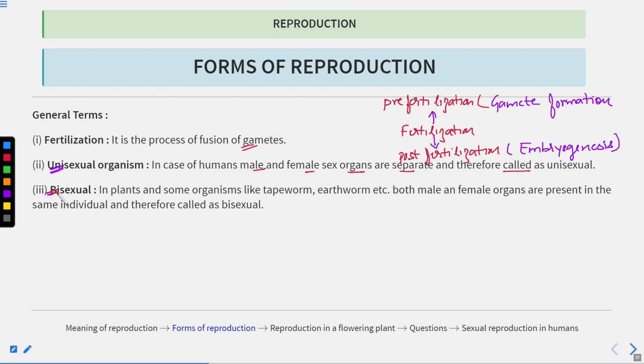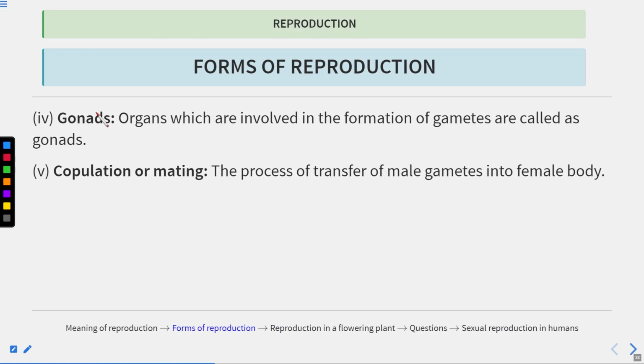Then we have bisexual organisms. Here, in some plants as well as some organisms like tapeworm and earthworm, these are known as bisexual organisms or hermaphrodites. Both male as well as female organs are present in the same individual. So these individuals are known as bisexual or hermaphrodite. Clear?